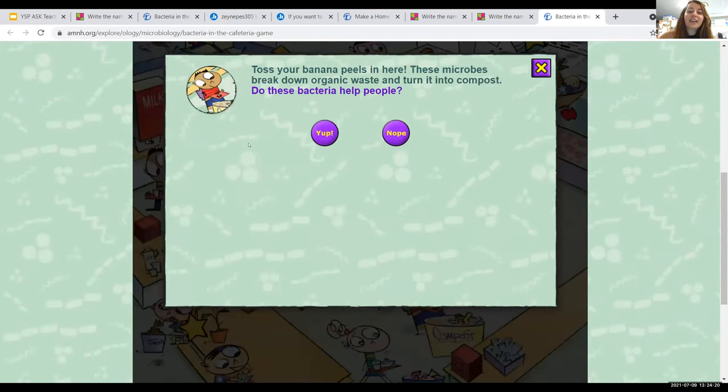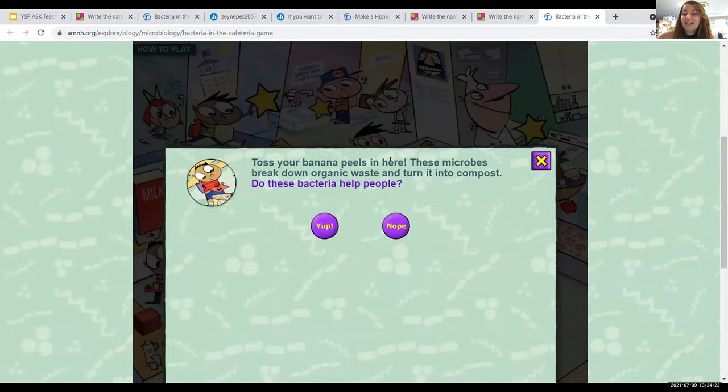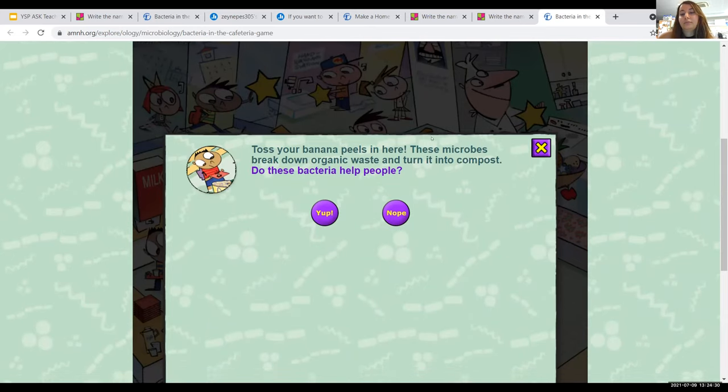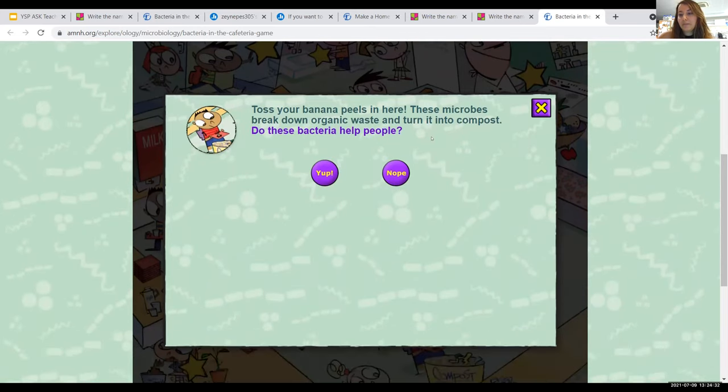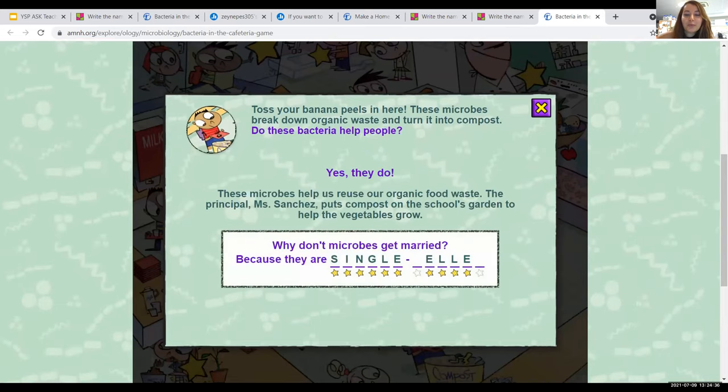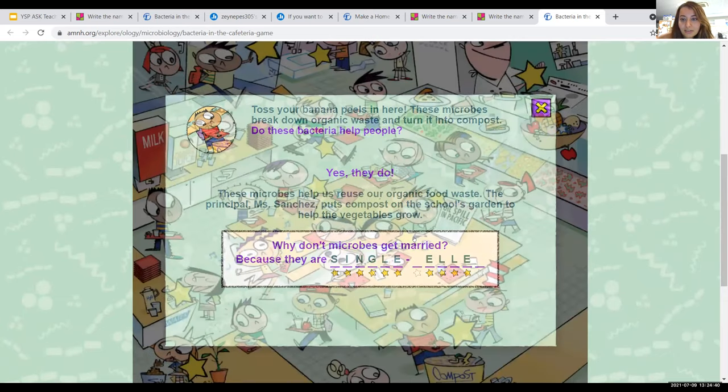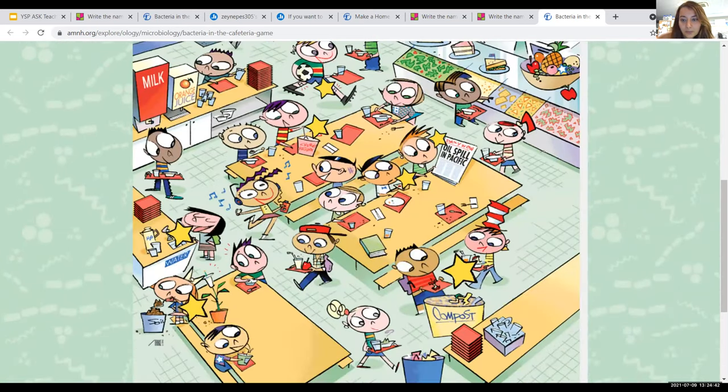And here, toss your banana peels in here. These microbes break down organic waste and turn it into compost. Do these bacteria help people? Also, it's the same type of bacteria. Yeah. So we have two more stars. I cannot see them. Where are they?